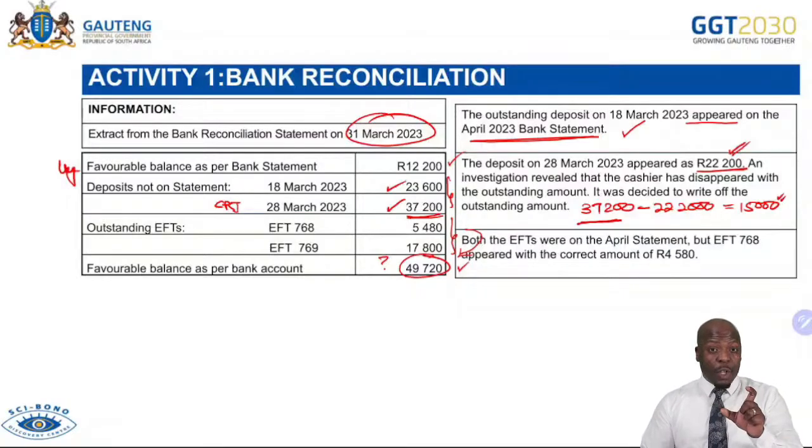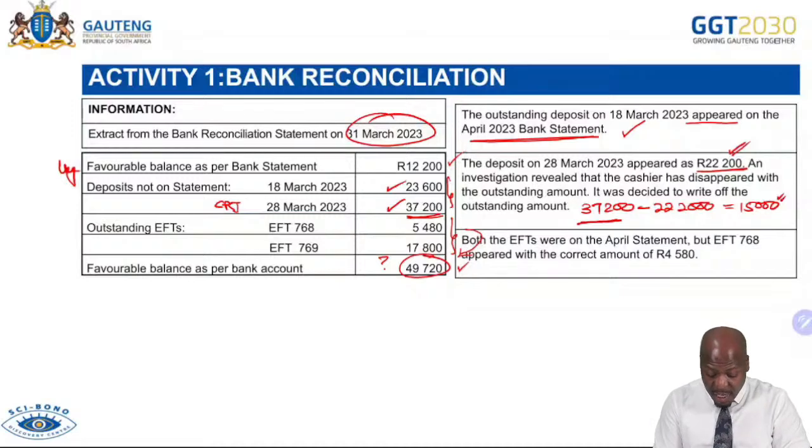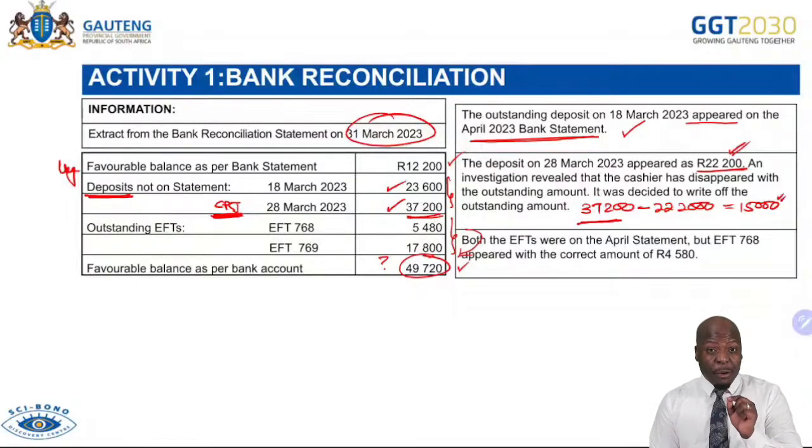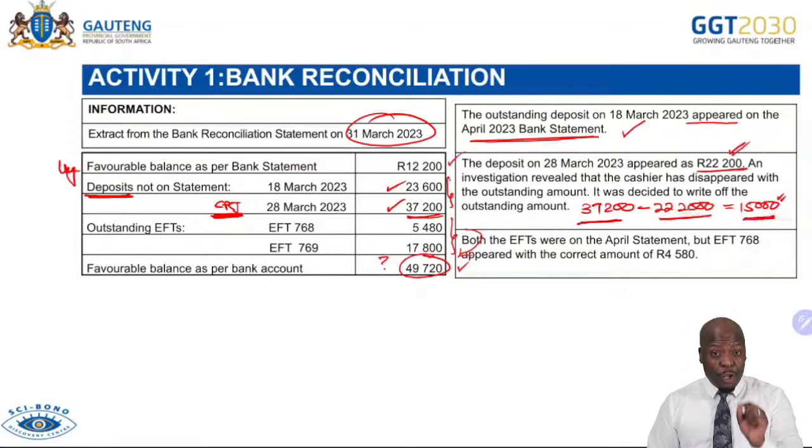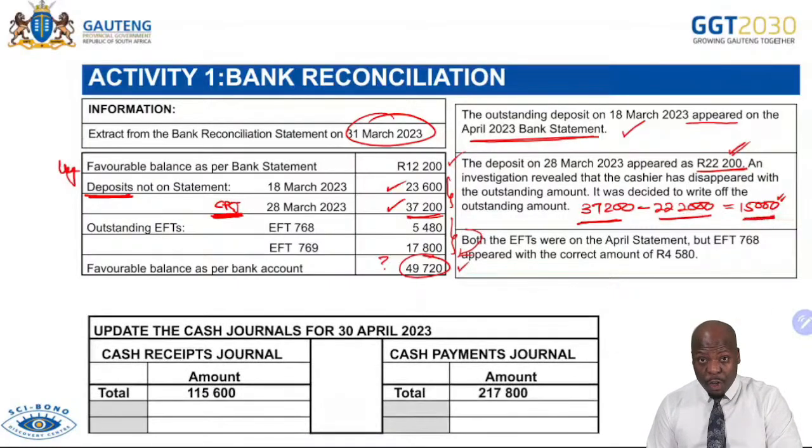Okay, so I'm going to say it again one more time. The amount was recorded initially in the CRJ because it is a deposit. So it was recorded in the CRJ as 37,200. However, when the amount has now appeared on the bank statement, it appeared as 22,200. That means in the CRJ, we have more, that is 15,000. Once your CRJ is more, you correct it by putting the difference in the CPJ. So I'm going to come here and put my 15,000 in the CPJ.